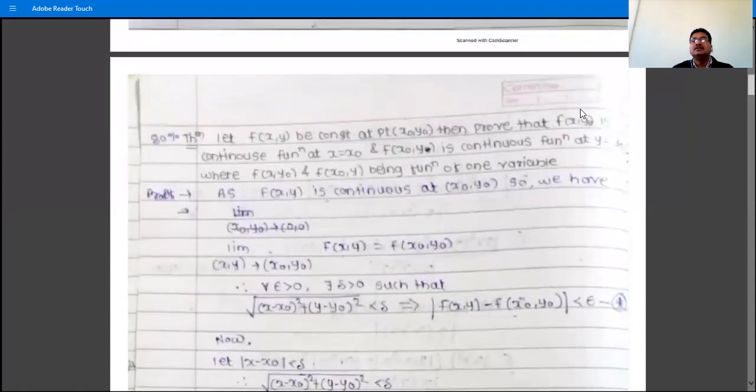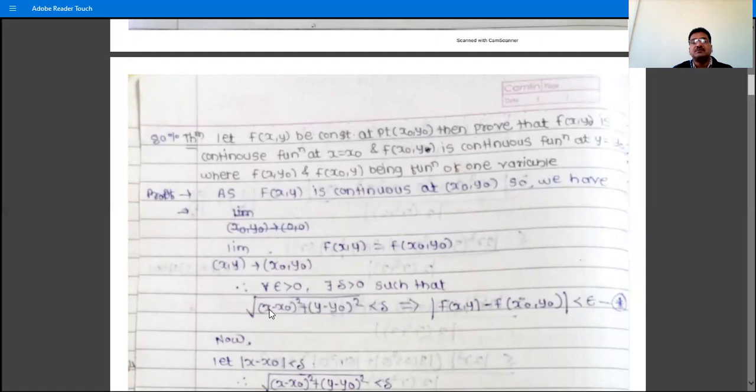We have to show that f(x, y naught) is continuous at x equal to x naught. This function is continuous at x equal to x naught if for every epsilon greater than 0, there exists delta greater than 0 such that root of (x minus x naught) square plus (y naught minus y naught) square, that is only root of (x minus x naught) square, since y naught minus y naught is 0, which means mod x minus x naught.